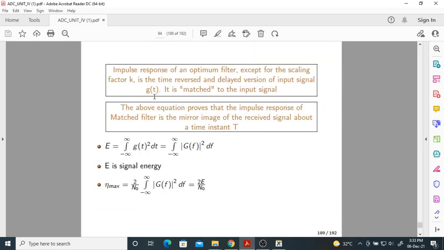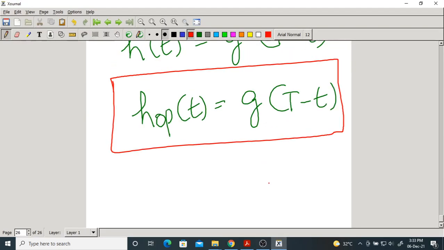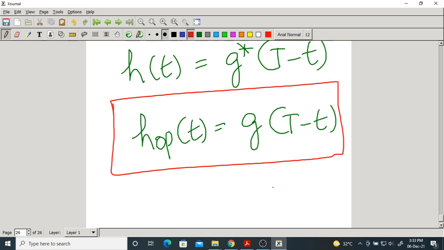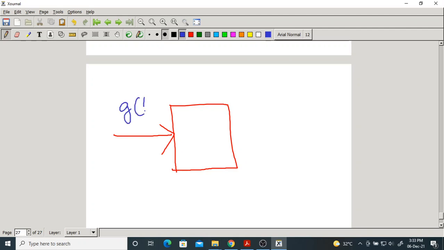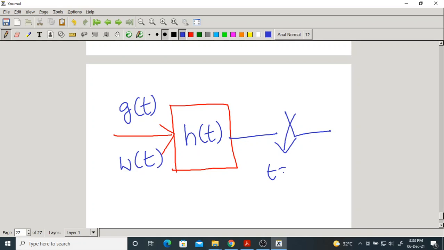The impulse response of an optimum filter, except for the scaling factor k, is the time reversed and delayed version of the input signal g of t. If you observe properly, let me write what exactly happens in the receiver part. The receiver is a filter. The input is x of t, that is g of t plus some noise. The impulse response is h of t, and later it is sampled at t equal to capital T.